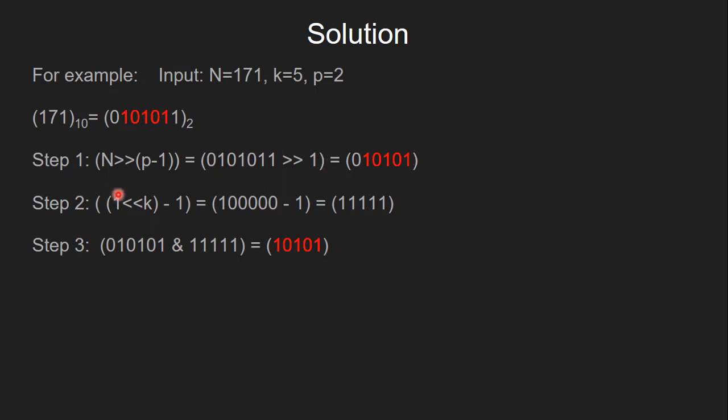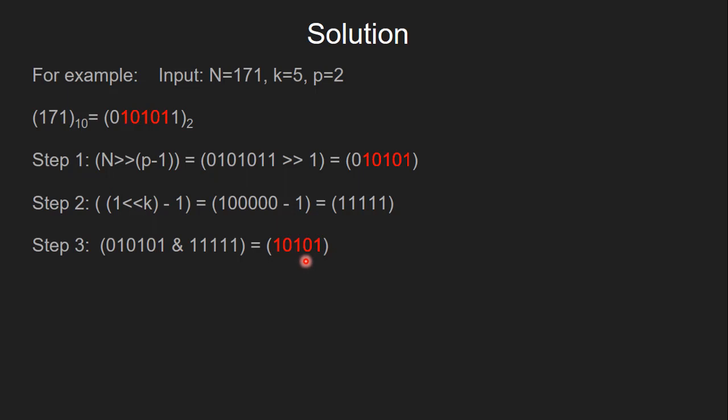In step 2, we create a number with k set bits by doing a left shift operation on 1 by k positions and then subtracting 1 from the result, and this gives us a k set bit number. In step 3, we perform a bitwise AND operation of the modified number and the k set bits number, and this gives us exactly the k bits starting from position p as mentioned in the problem.